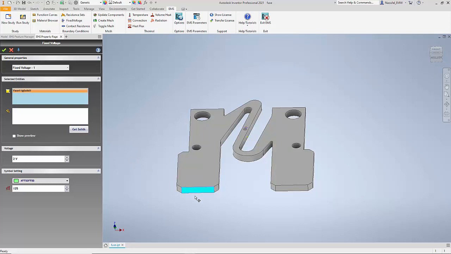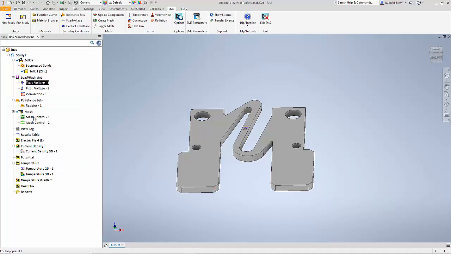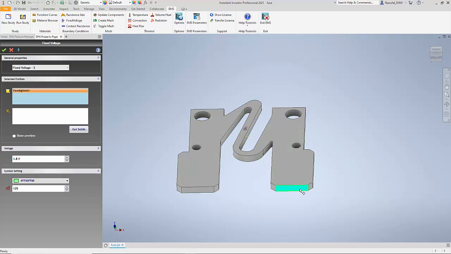So here I'm going to keep this end of the fuse at 2 volts and go to the other end of the fuse, in this case this end of the fuse, and input a voltage of 1.8 volts. As a result, we will maintain a potential difference of 0.2 volt across the fuse, which is very typical for a fuse that you see here.